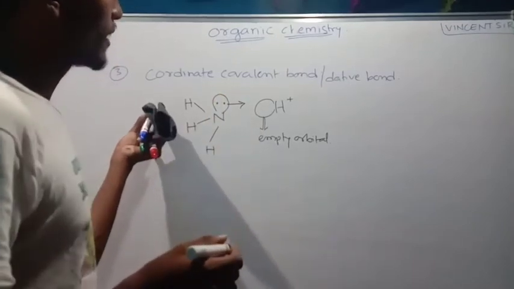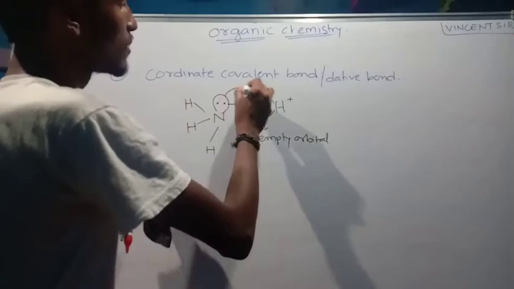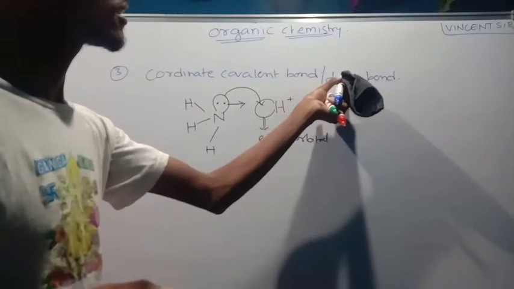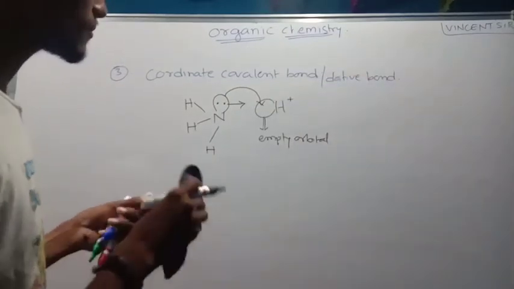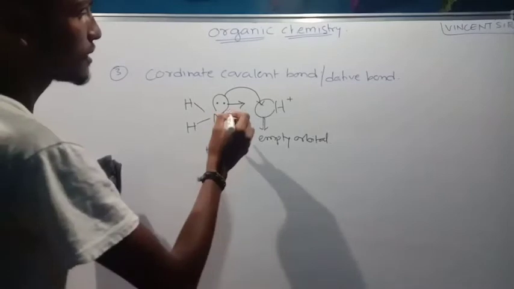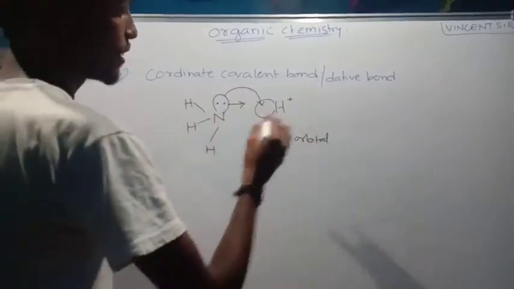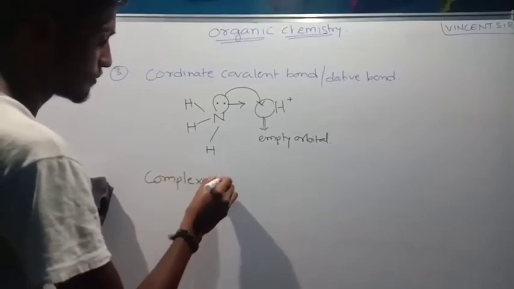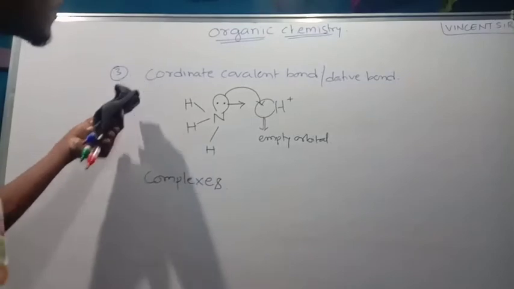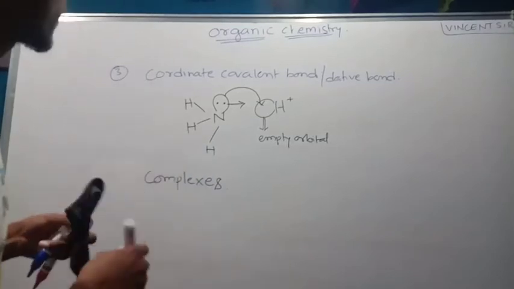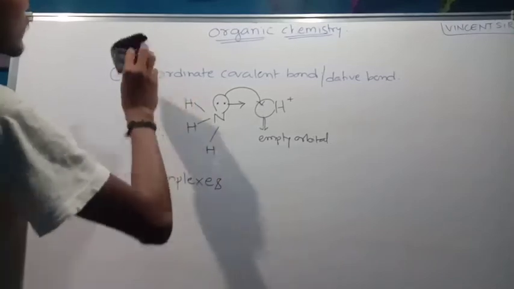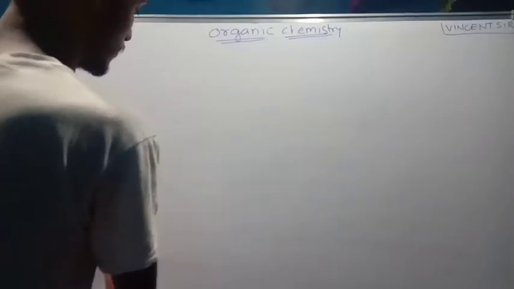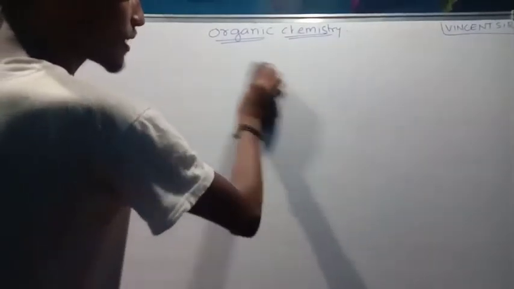It will give its lone pairs towards this, and that's why a coordinate covalent bond is formed. This is also called a dative bond. You commonly see this type of coordinate covalent bond in complexes. In complexes, you can easily see this type of coordinate covalent bond. Then various types of chemical bonds are completed.